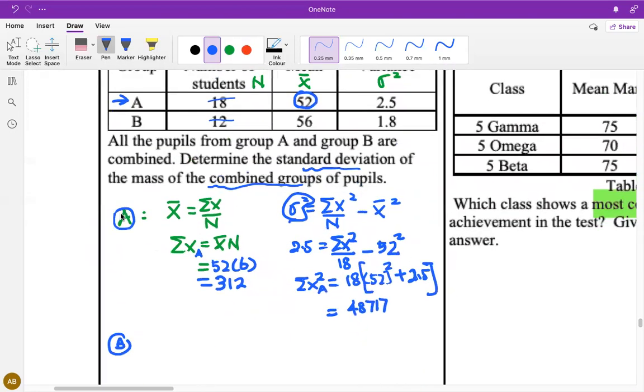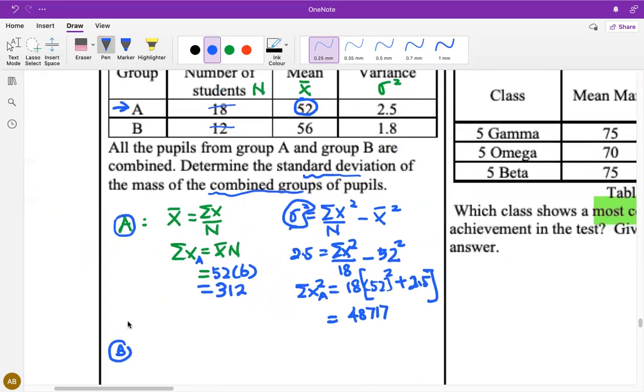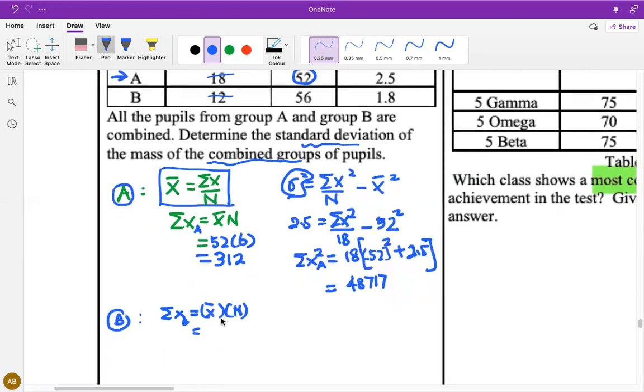So the B is the same. The n is 12 now, and we want to find the sum of x. For B, it is the mean multiplied by the n, right? How do we get this formula? It is from the original formula. Remember, to find the sum of x, you just take the mean times the n. There is no need to remember this, just remember the formula for mean.